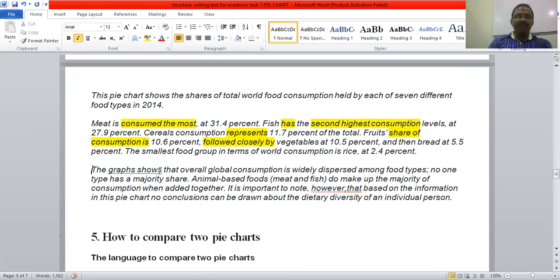Okay, so they have said that overall, if we say that some people are eating more and more and more, no. So if we see here, meat is consumed 31.4. Here you can say 27.9% is the fish. Okay, so there are different levels of eating by different types of food.